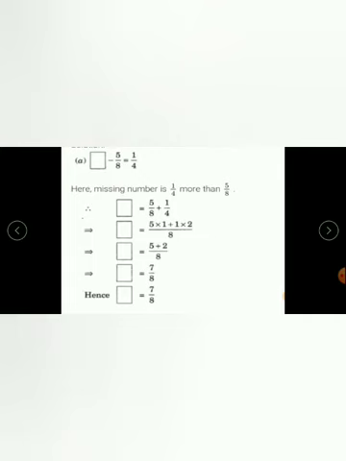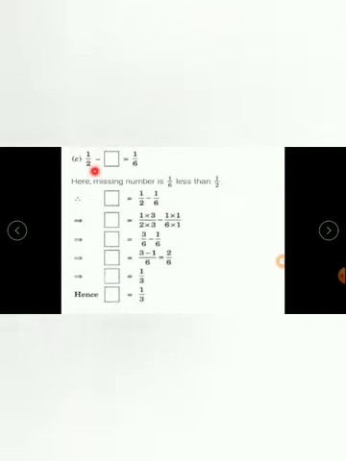Next one. 1 by 2 minus blank is equal to 1 by 6. Here the first number is there, the second number is not there. That means from 1 by 2, if we subtract something, we are getting 1 by 6. So that number should be less than 1 by 2, isn't it? So what you have to do? 1 by 2 minus 1 by 6. Clear? Here the larger number is already given. We need the smaller number.